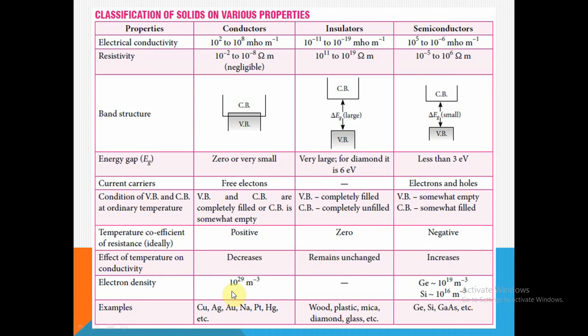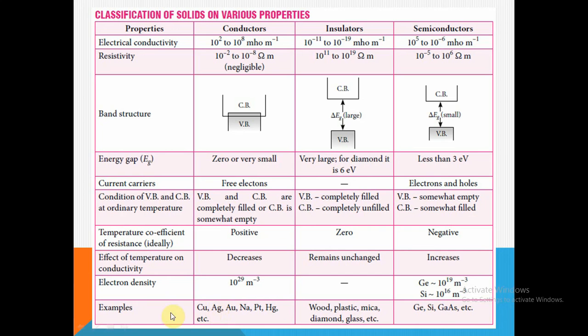Look at the next property, electron density. Electron density in case of conductors is 10 raised to 29 per meter cube, and for insulator we don't need to study this. Look at the next one. For germanium, which is a semiconductor, electron density is 10 raised to 19 per meter cube. For silicon, it is 10 raised to 16 per meter cube.